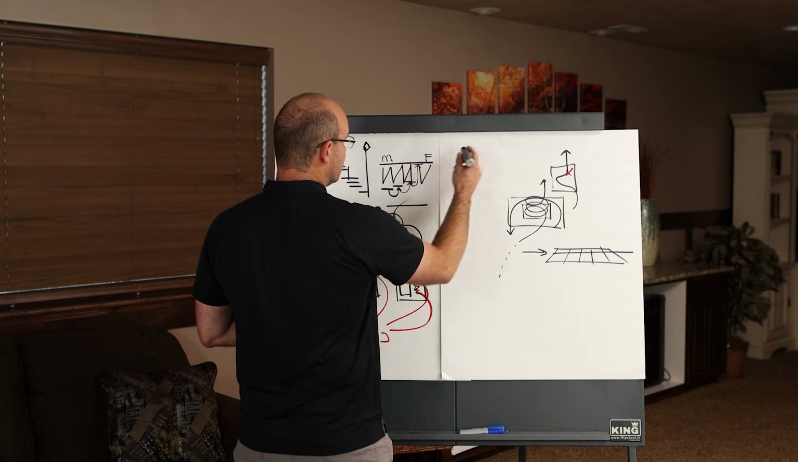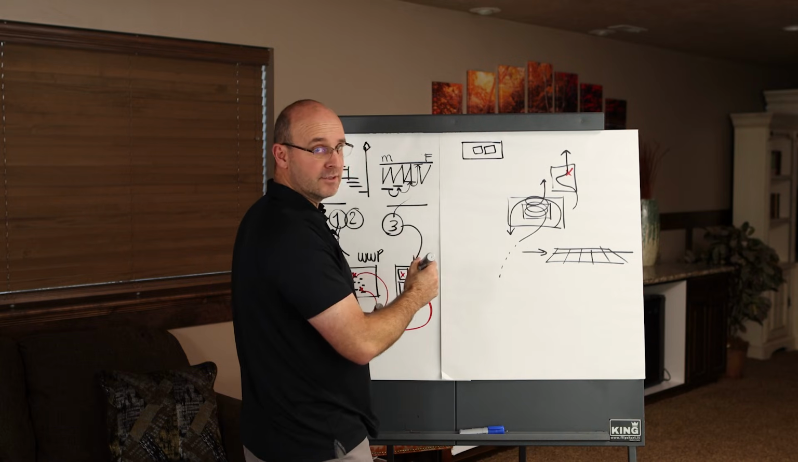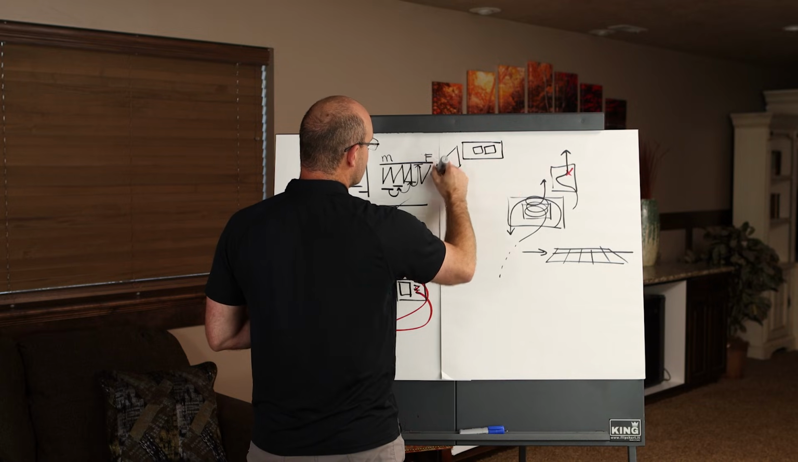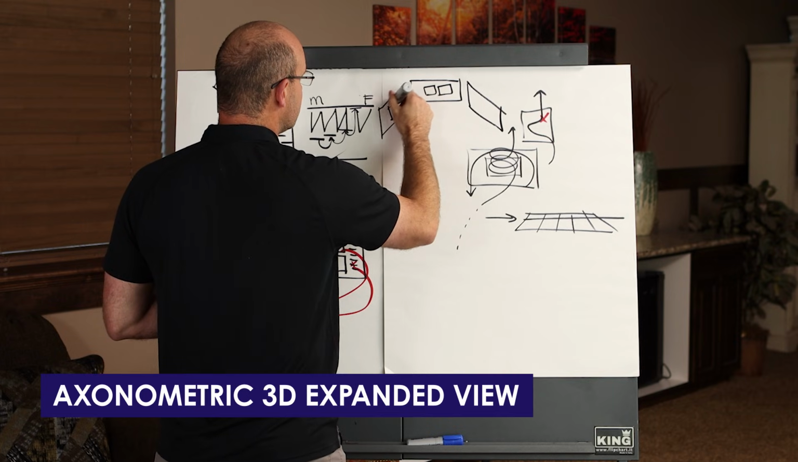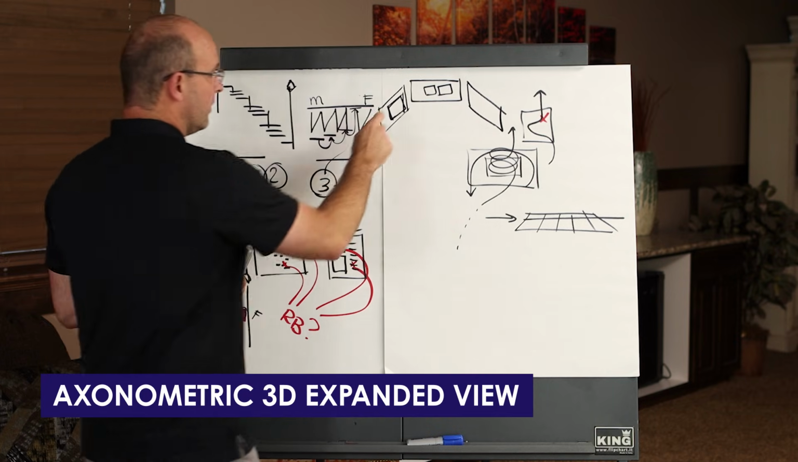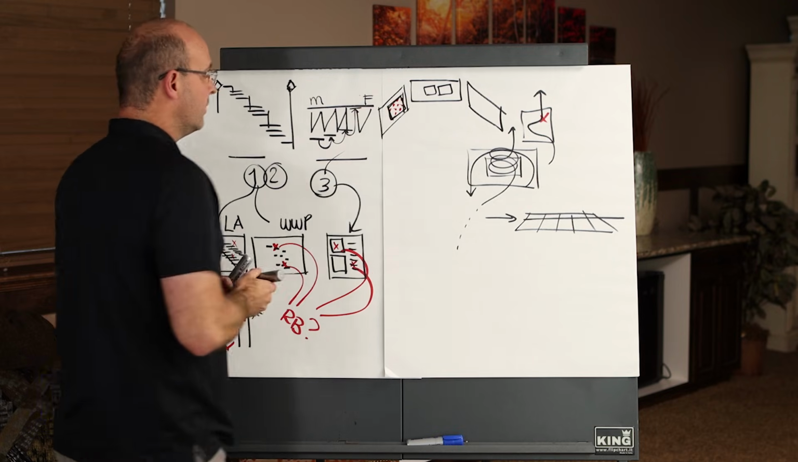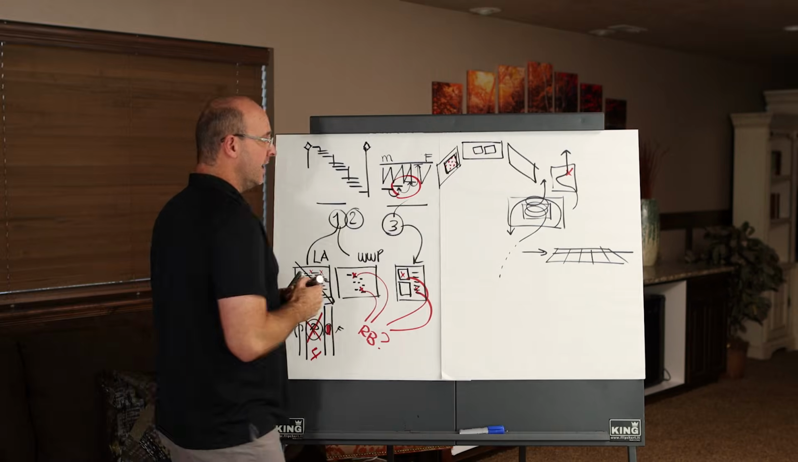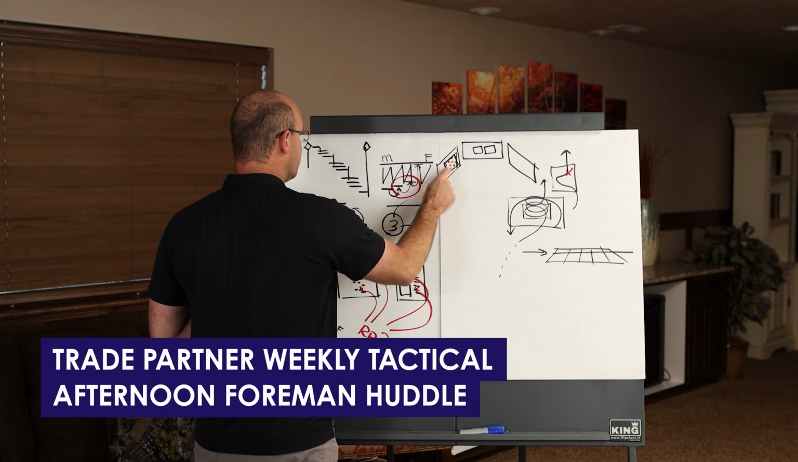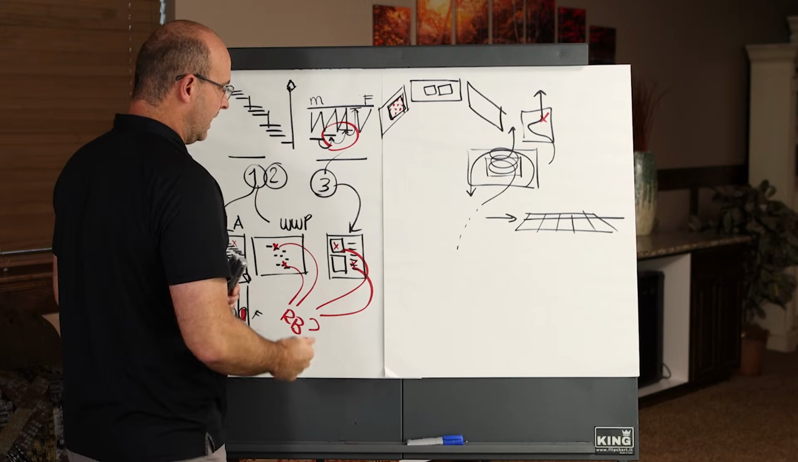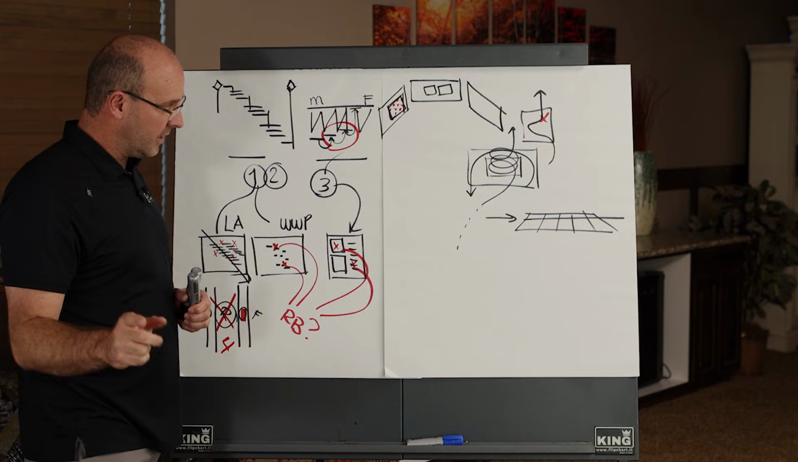When you're doing these meetings, if you have your conference room and this is the front wall, and these are your 2 screens, don't skimp out on the screens, project managers, and you have your wall on the left and you have your wall on the right, I want to see a big, what they call axonometric 3D expanded view of the project over here, and trade partners putting up little red magnets on that wall before your meetings even start. And the agenda for your Trade Partner Weekly Tactical and your Afternoon Foreman Huddle are mainly the removal of these roadblocks, so that the next day when you go communicate the plan to the workers, hopefully it is roadblock free.